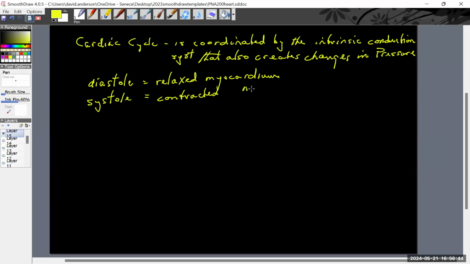Now, from a functional point of view, in other words, from the pump point of view, we're especially interested in what's going on in the ventricles. So if you don't designate specifically where the relaxation or the contraction is occurring, there's an assumption from a functional point of view that you're talking about the ventricle. If you want to talk about atrial contraction, you need to make sure that you put the word atrium in front of the word systole, and vice versa if you want to talk about diastole.